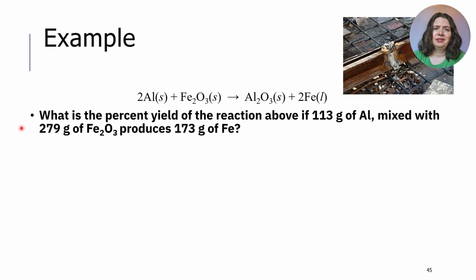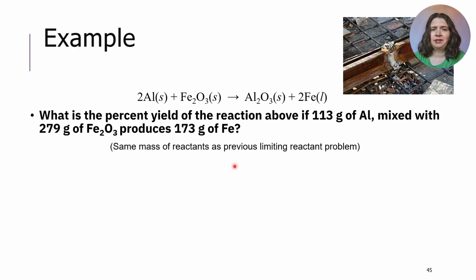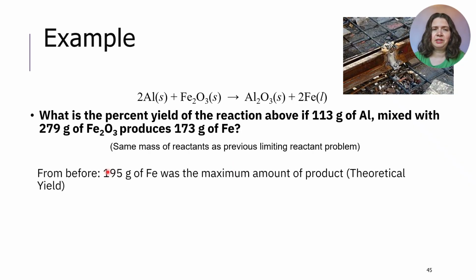Let's look at an example. Suppose 113 grams of aluminum reacts with 279 grams of Fe2O3 and produces 173 grams of iron. The balanced chemical equation is 2Al + Fe2O3 → Al2O3 + 2Fe. This is the same thermite reaction we analyzed in the previous video. From our earlier calculations, we determined the theoretical yield of iron is 195 grams of iron. The problem tells us that 173 grams of iron was actually produced. This is the actual yield.